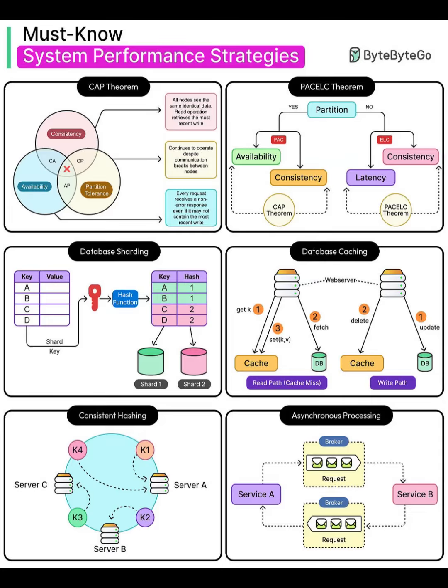On the right, we have database caching. Caching is often your first lever when performance is bad. Put a fast key-value store like Redis or Memcached in front of a slower database. On a read path, the app checks the cache first. If it's a miss, it fetches from the DB, then writes the result back into the cache. On write paths, you either update the DB, then invalidate or update the cache. The tricky part is cache invalidation and choosing TTLs so you don't serve stale data forever while still getting the performance boost.